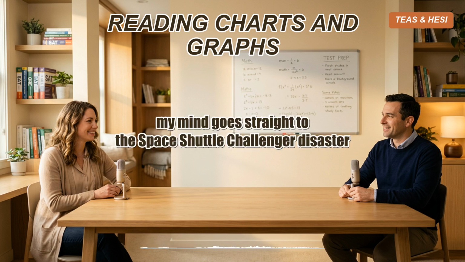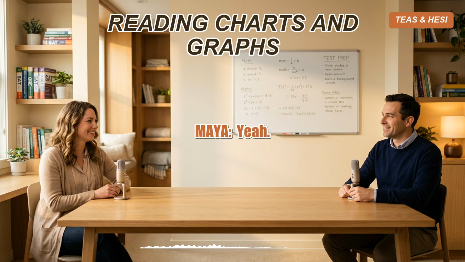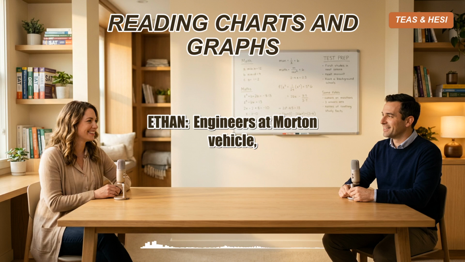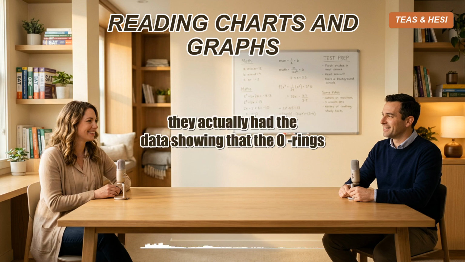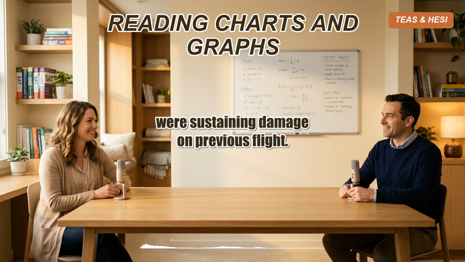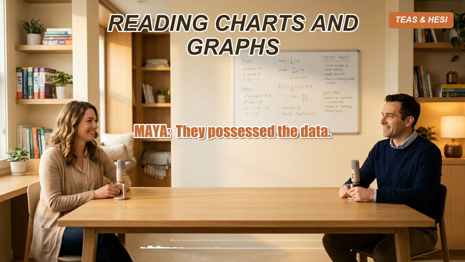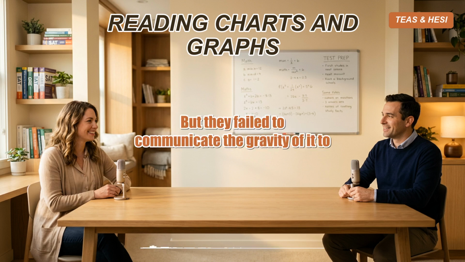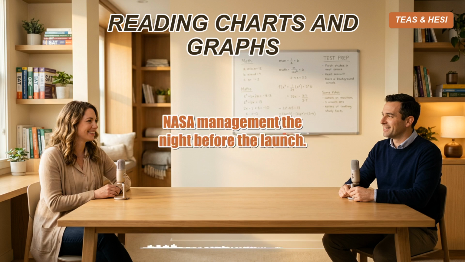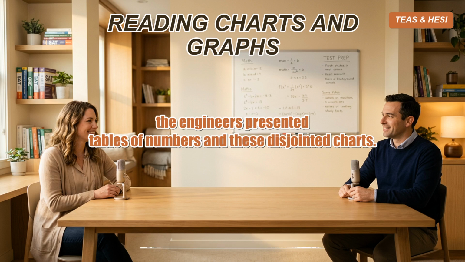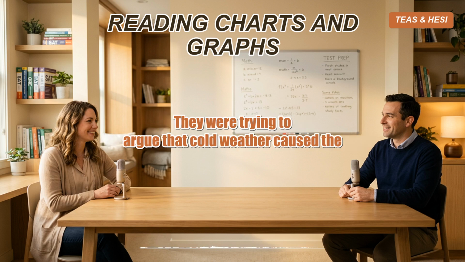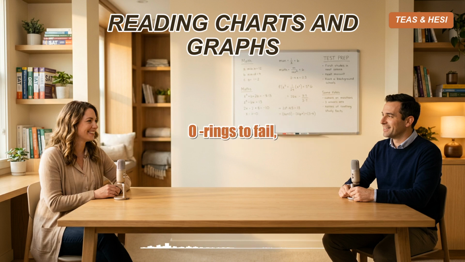straight to the Space Shuttle Challenger disaster in 1986. Yeah, a tragic example. The engineers at Morton Thiokol, the company that built the solid rocket boosters, actually had the data showing that the O-rings were sustaining damage on previous flights. They possessed the data, yes, but they failed to communicate the gravity of it to NASA management the night before the launch. Why? While the engineers presented tables of numbers and disjointed charts, they were trying to argue that cold weather caused the O-rings to fail.